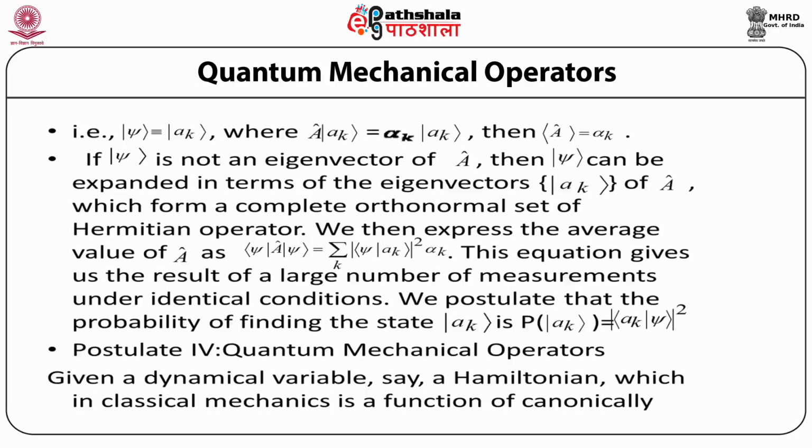We postulate that the probability of finding the state ket vector ak, that is the probability operator P acting on ket vector ak, is equal to the square of the modulus of bra vector ak and ket vector psi. Then now we come on to the next postulate, that is postulate 4. Quantum mechanical operators. This postulate discusses the quantum mechanical operators and how these operators interact with each other.